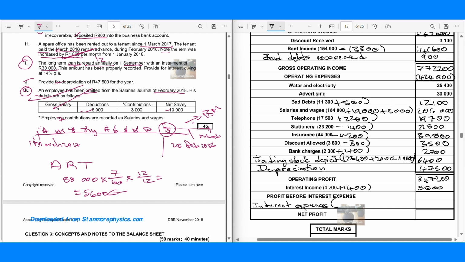So to know what was the outstanding, you are going to say the difference of these two, 5,600 minus 4,200. You're going to get 1,400. That 1,400 is what we call the outstanding interest, ne? So now this is what you do.